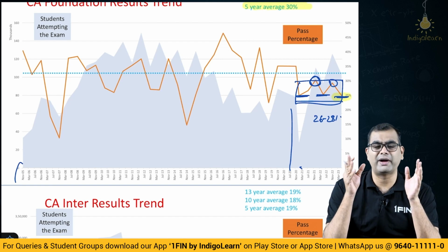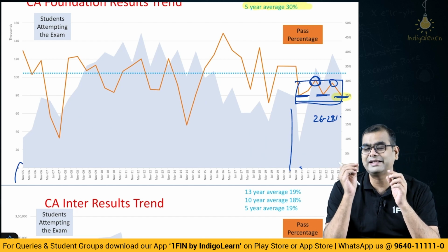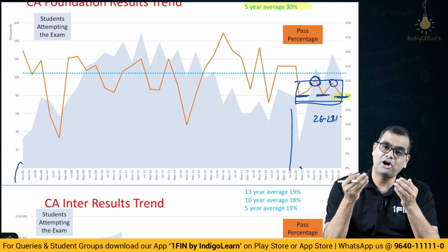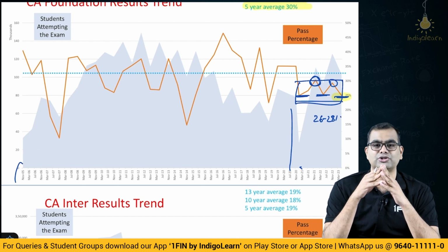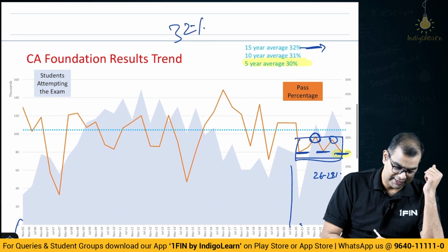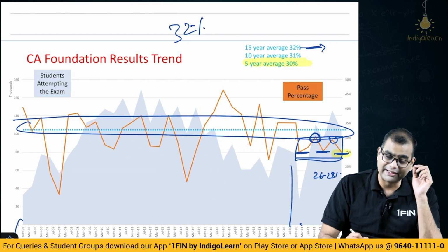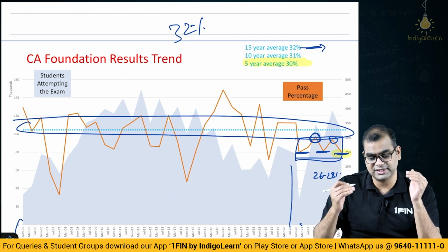And I don't think this is by design, that they will always say we have to maintain 26. No, they will slightly increase the toughness of the paper, and automatically the pass percentage will come down closer to 26, 27. Okay, this is the first analysis. And please note, this entire line is the average, the 15 or 18 year average, and that is still at 31%. That also will obviously start trending down.